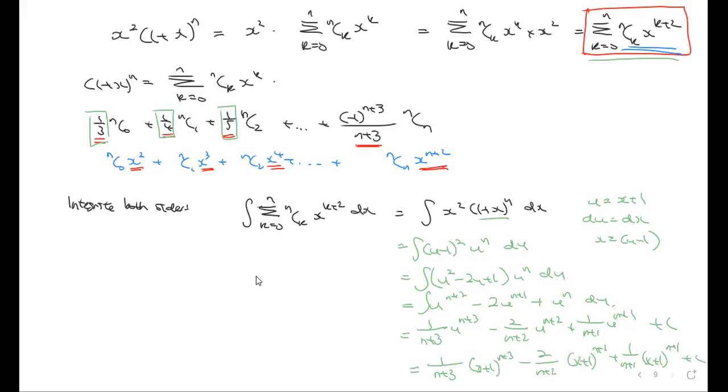The left-hand side might be a tad easier at this point, because you just integrate x to the power of k plus 2, which of course is 1 over k plus 3, x to the power of k plus 3. And you're still going to have the sum from k equals 0 to n, of nCk times this thing. And that's the left-hand side done. So it's actually pretty easy, the left-hand side.